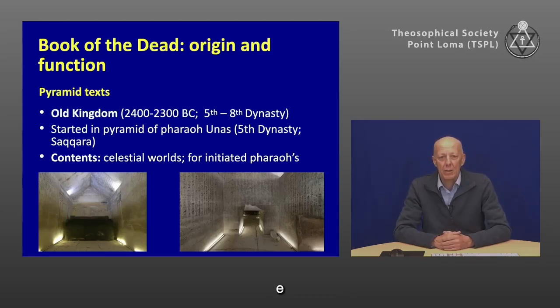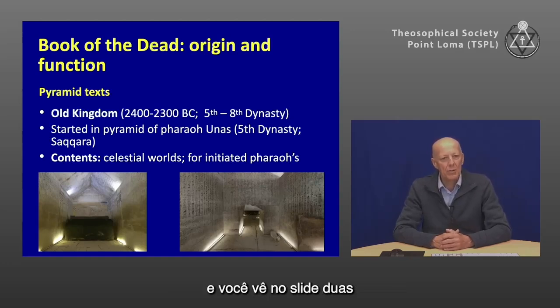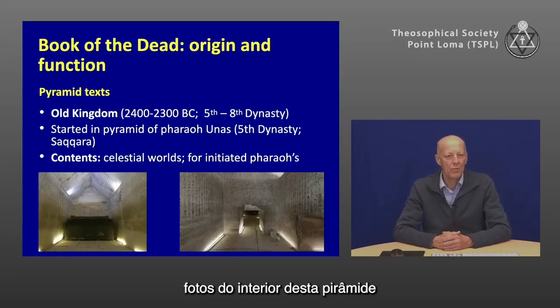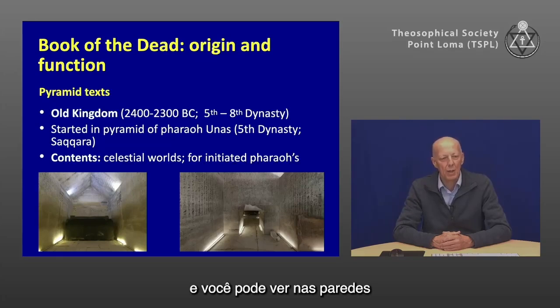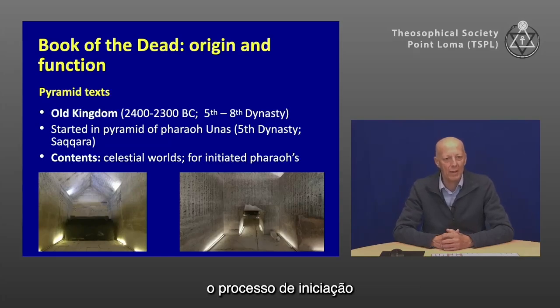The content of this pyramid text focuses on the heavenly worlds, and the text was only intended for initiated pharaohs. You see on the slide two pictures of the inside of this pyramid, and you can see on the walls a lot of hieroglyphs, and in fact this is all knowledge about the process of initiation.